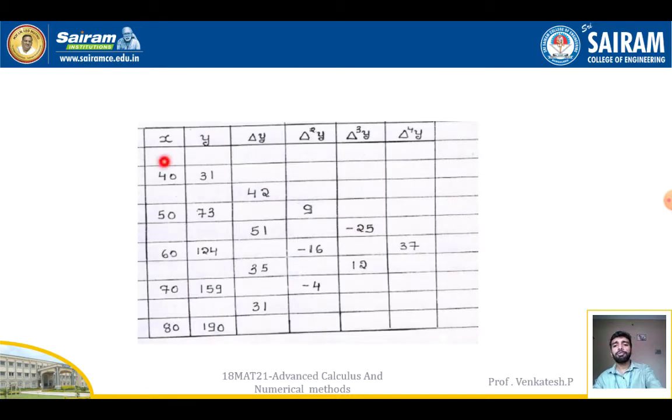So x is equal to 40, 50, 60, 70, 80. Y is given as 31, 73, 124, 159, 190. Find the first forward difference: 42, 51, 35, 31. Next is the second difference, that is 9, minus 16, minus 4. Third difference is minus 25 and 12, and the fourth difference is 37. So now take the formula till the fourth differences.